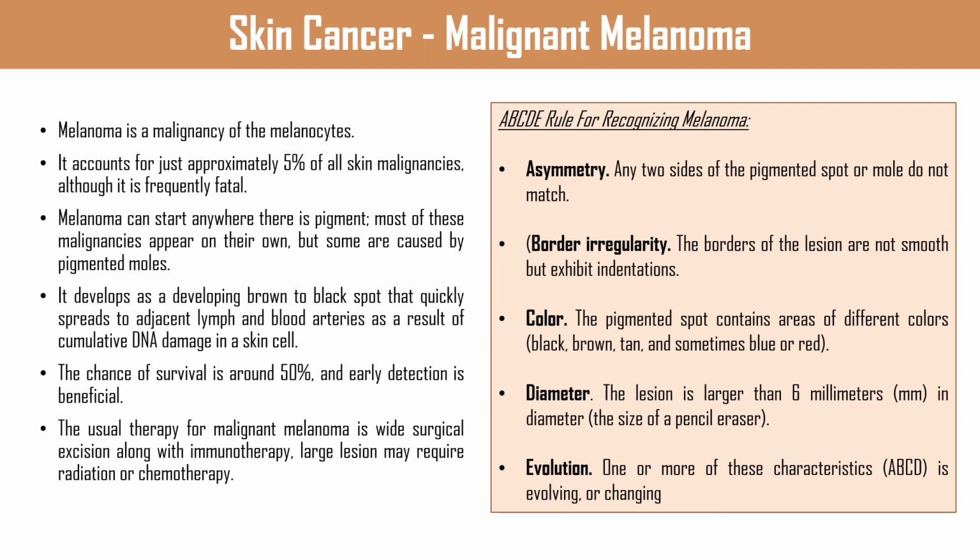Border irregularity. The border of the lesion is not smooth but exhibits indentation. Color. The pigmented spot contains areas of different colors such as black, brown, tan or sometimes blue or red. Diameter. The lesion is larger than 6 millimeters in diameter, the size of a pencil eraser. Evolution. One or more of these characteristics is evolving or changing. This was all about skin cancer.